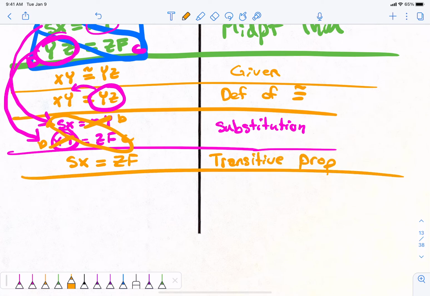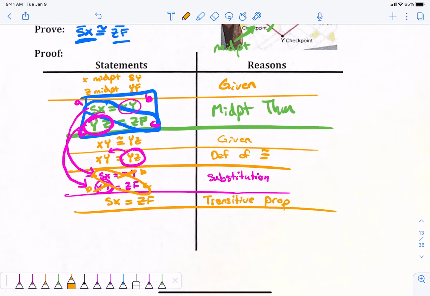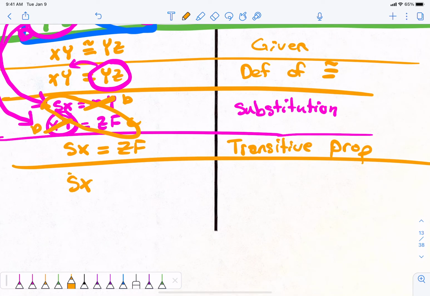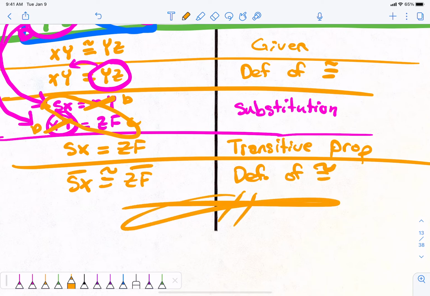Okay, and last thing, we're almost done. We're trying to say SX is the same thing as ZF, but now we do our definition of congruence. So SX is congruent to ZF. Definition of congruence. Does that make sense? Yeah, that one's not too bad. I understand how we're doing it together, but I definitely couldn't do it on my own.